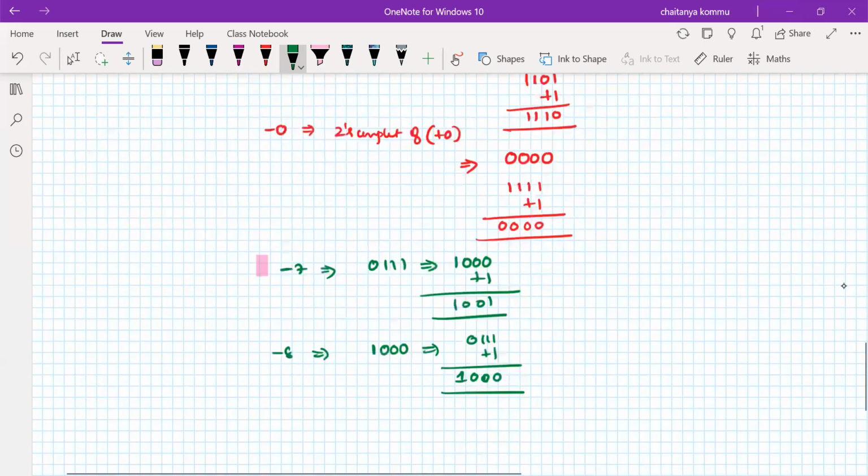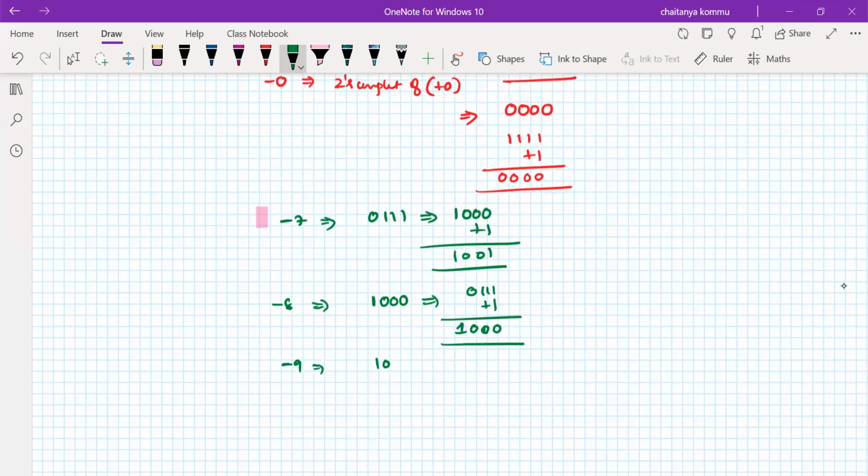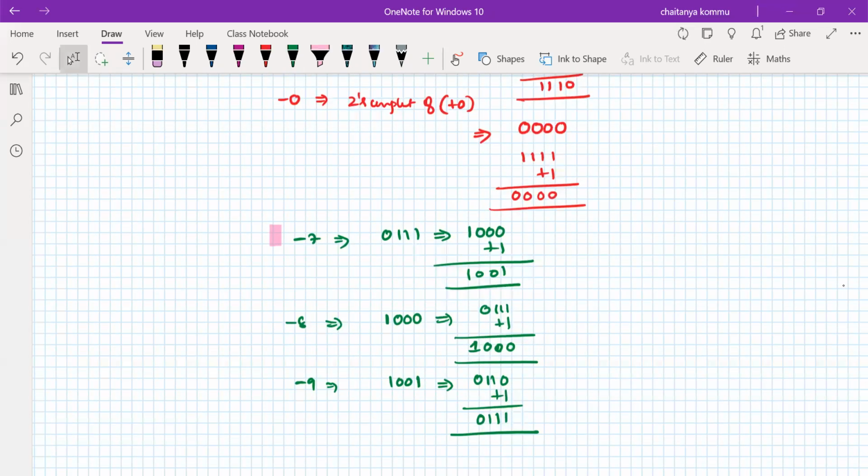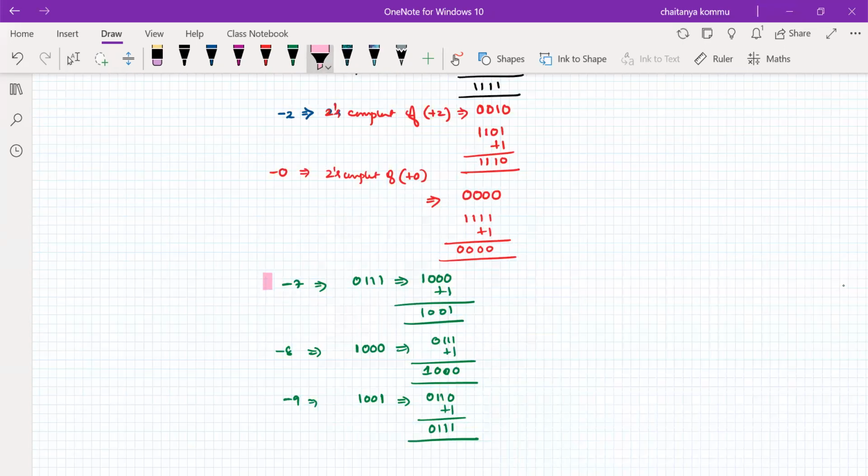For example, minus 9. What is the value? Plus 9 is 1, 0, 0, 1. Its 1's complement is 0, 1, 1, 0, and if you add 1 you get 0, 1, 1, 1. So observe carefully. Whenever we are talking about negative numbers, the MSB must be 1. But for minus 9 the MSB is 0. So by looking at whether the MSB is logic 0 or logic 1, we can say whether it is a positive number or a negative number.